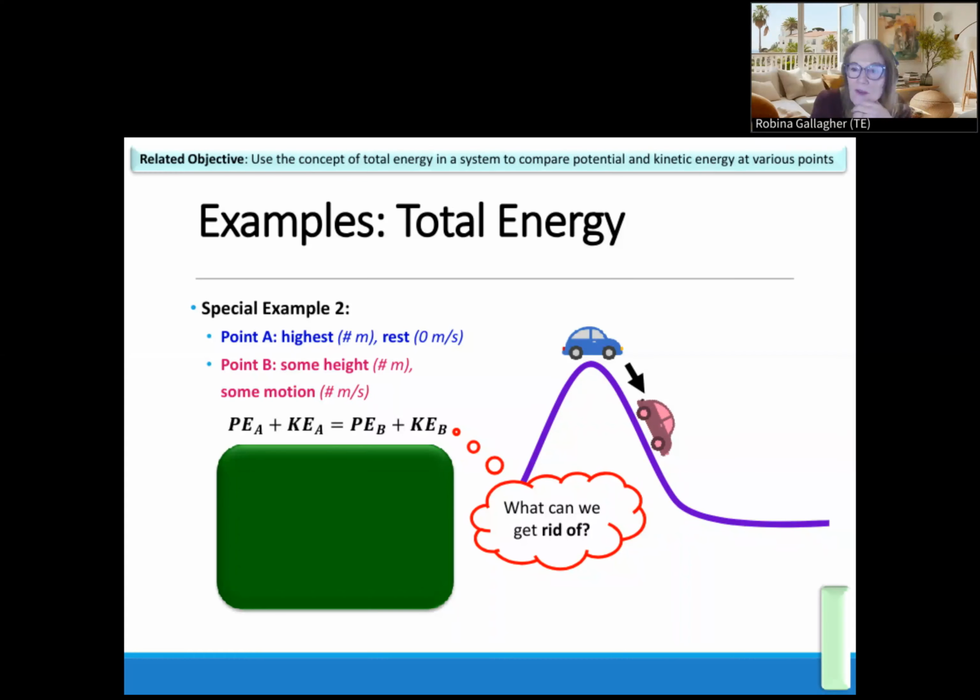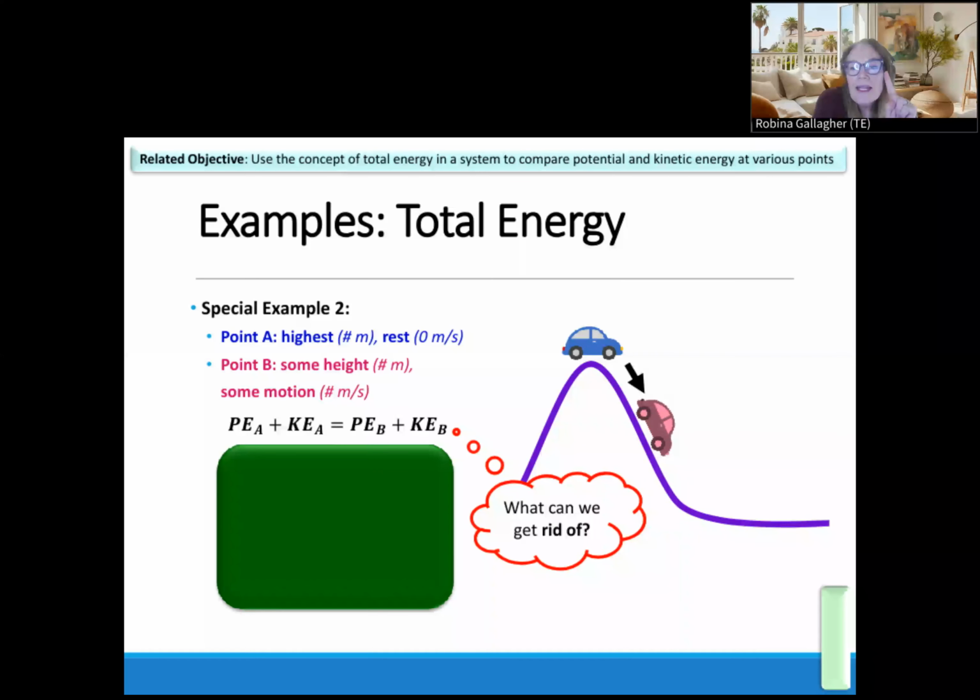Now, look at point B. We're halfway down the hill. Does it have potential energy halfway down the hill? Does it still have some potential energy? Yes or no? Yeah. Absolutely, 100%. Because there's still some height there, right?